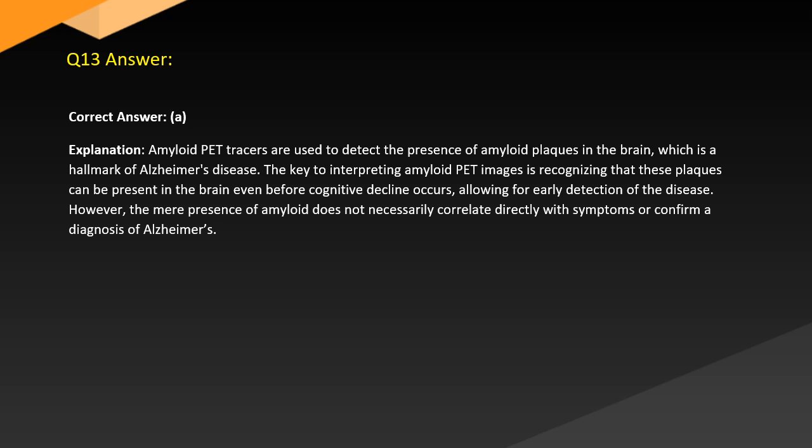Answer. Correct answer A. Explanation. Amyloid PET tracers are used to detect the presence of amyloid plaques in the brain, which is a hallmark of Alzheimer's disease. The key to interpreting amyloid PET images is recognizing that these plaques can be present in the brain even before cognitive decline occurs, allowing for early detection of the disease. However, the mere presence of amyloid does not necessarily correlate directly with symptoms or confirm a diagnosis of Alzheimer's.